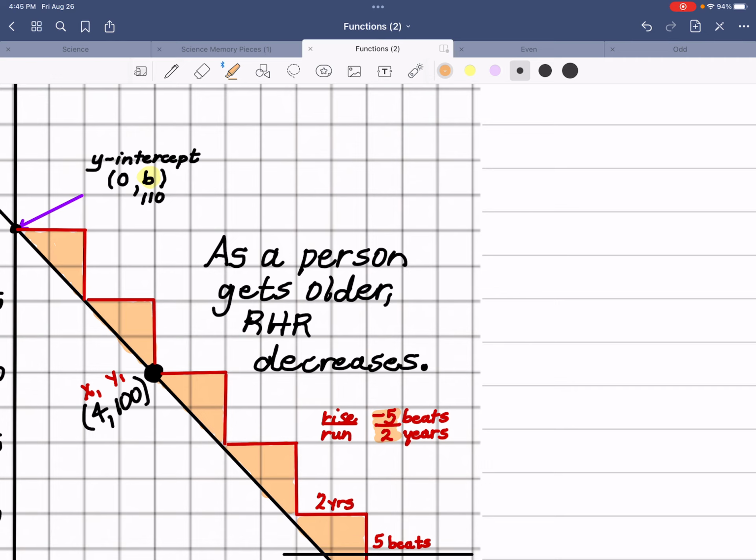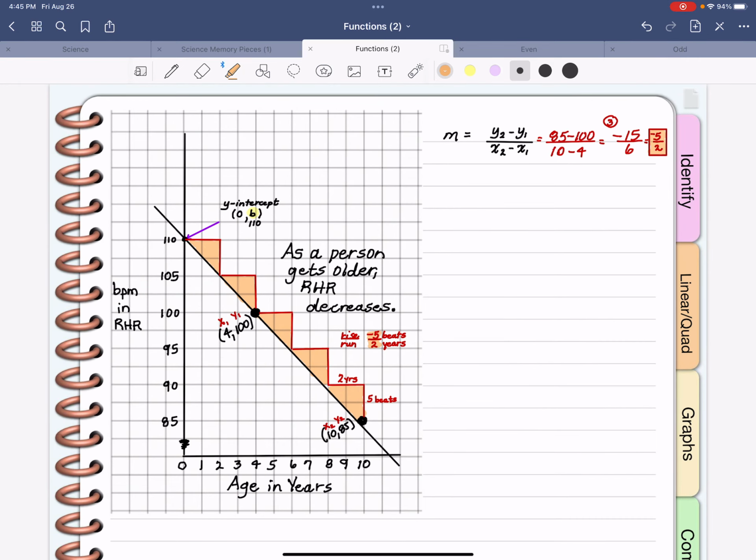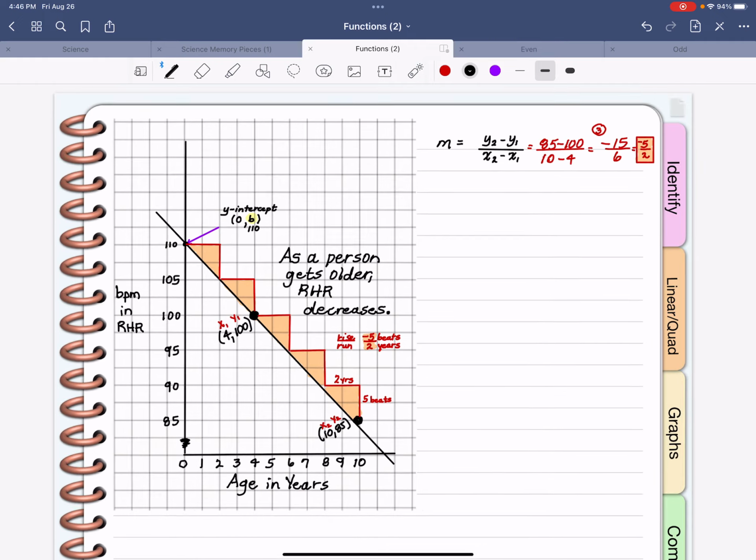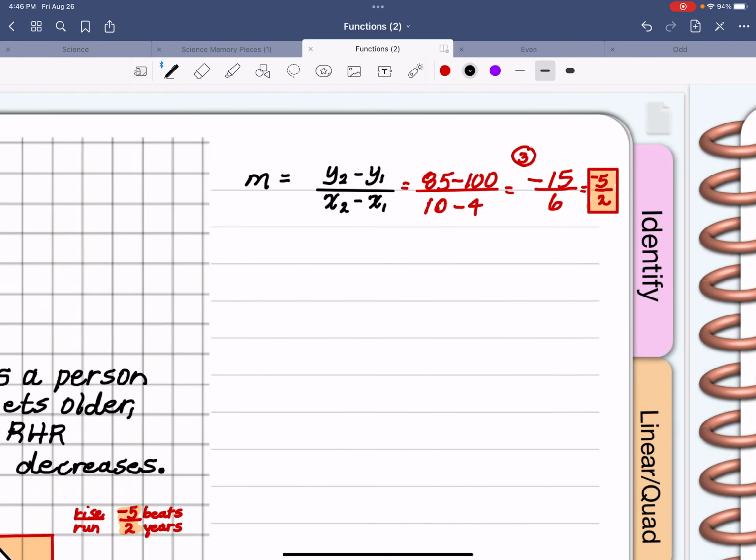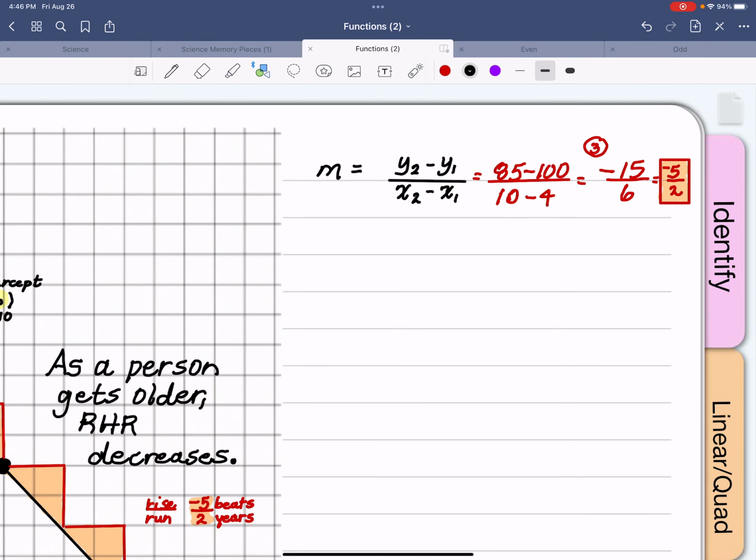Did I have to do the slope formula? No. I could have taken my slope from this. This is the same thing as that formula. That's the reasoning behind that formula. That formula represents this staircase. Okay, now that we are sure of slope, let's use point slope to answer the second part of our question.